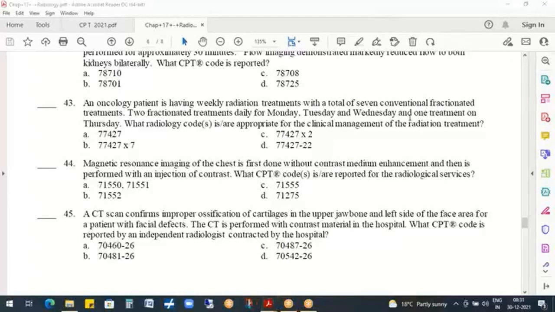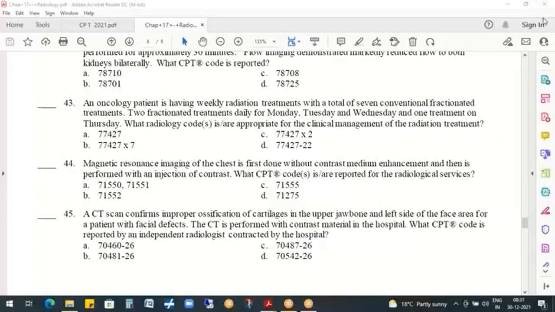Sir, if it is above 7 treatments, like 9 or 10, then 77427 into 2 times? Yes, one more cycle. But maximum is not possible, Susmita, the patient will die. For cancer, radiation treatments, practically they will give twice in a week, or day after day. Maximum twice or thrice in a week, not more than that for cancer patients.